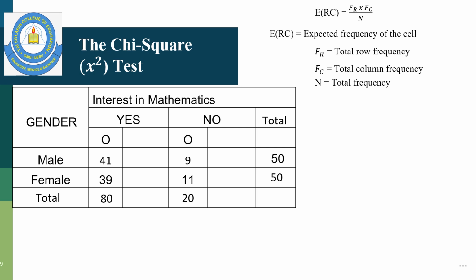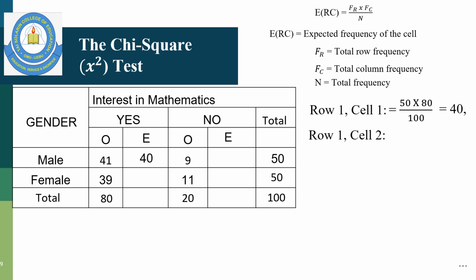So if you add 80 plus 20, or you say 50 plus 50, you must get the same thing, which is still 100. So the next thing, we find the expected frequency for yes and the expected frequency for no. So for row 1, cell 1, the total row is 50, while the total column is 80. So now say 50 times 80 divided by 100, and that gives us 40. So we are going to put 40 in row 1, cell 1.